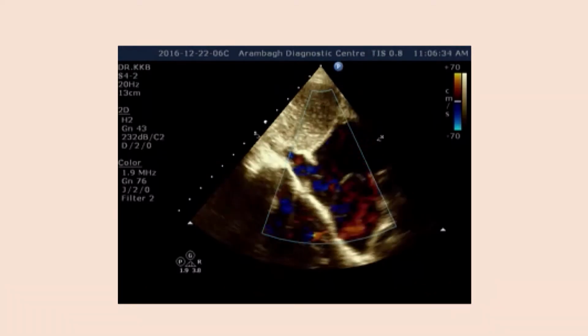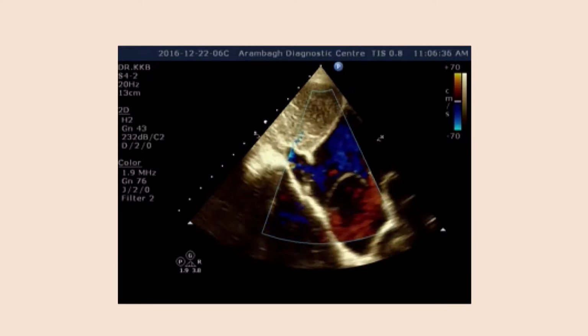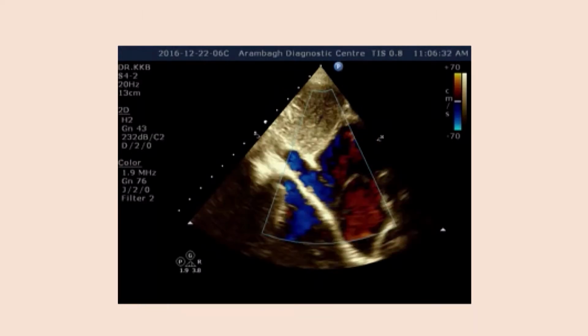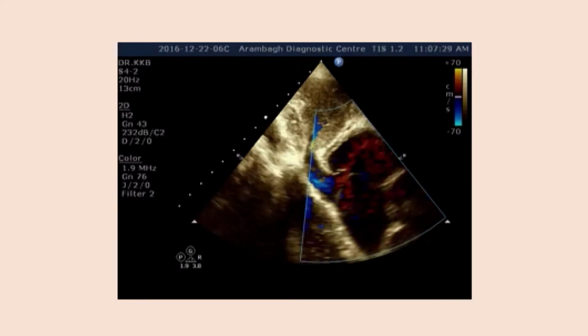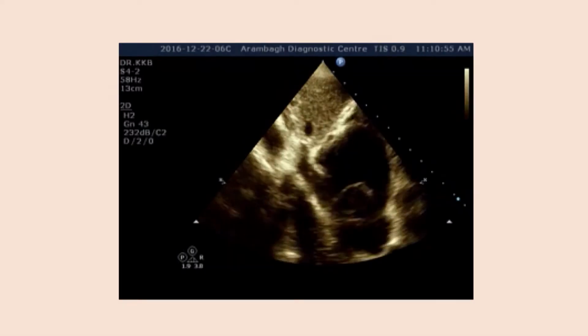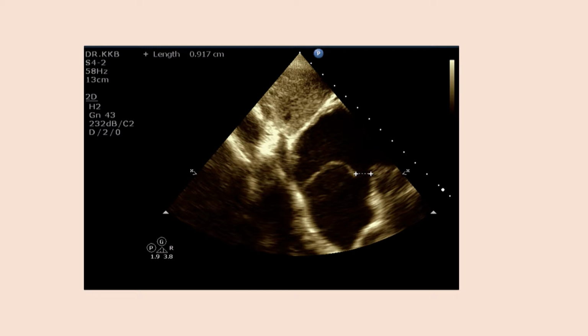And now we can see something. We can see the flow across the IAS near the SVC. So this was a case of sinus venosus type of ASD, SVC type. And the measurement, the defect was about 9.1 millimeter. So I was indeed lucky because TEE was not available, and she had a very good window where I could diagnose sinus venosus ASD just by transthoracic because of the good subcostal window.